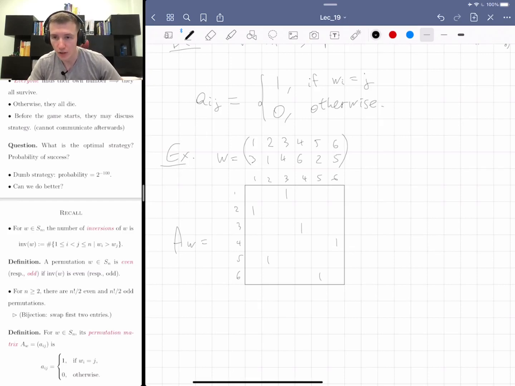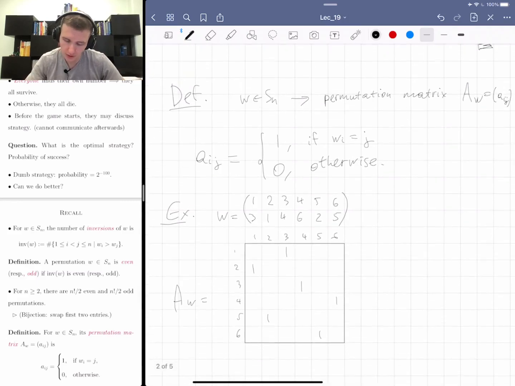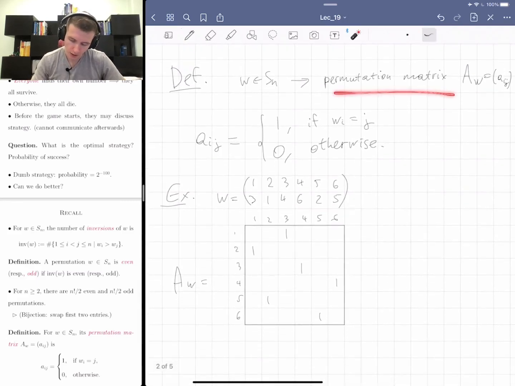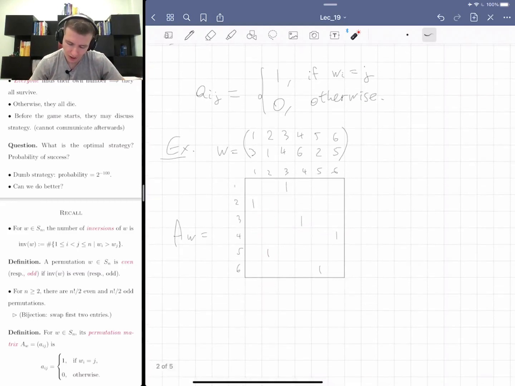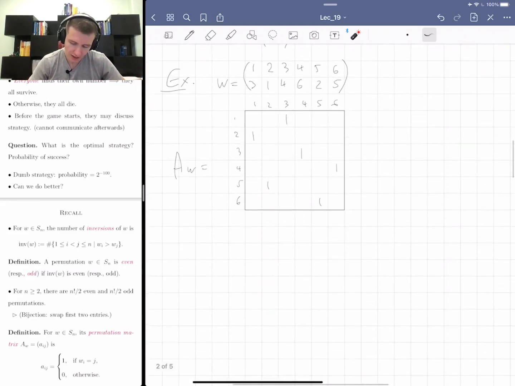Permutation matrix. Yes, this is called a permutation matrix. So in each row you have exactly one 1, and in each column you have exactly one 1. So these are like chess rooks which don't attack each other.